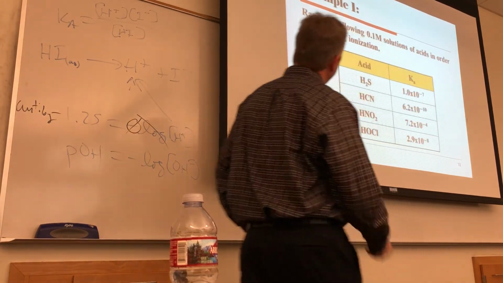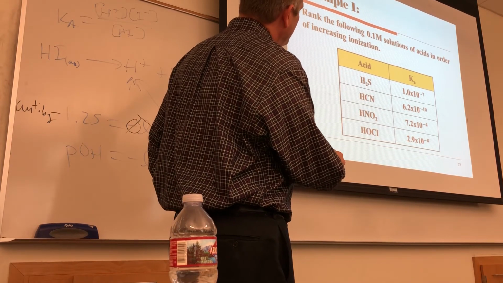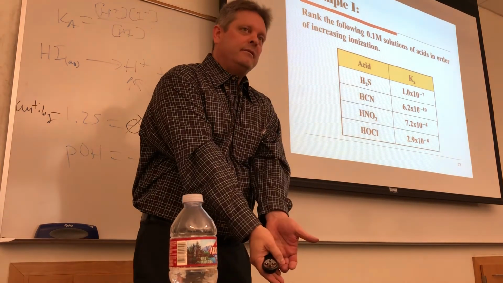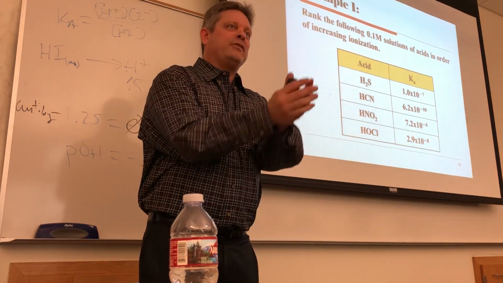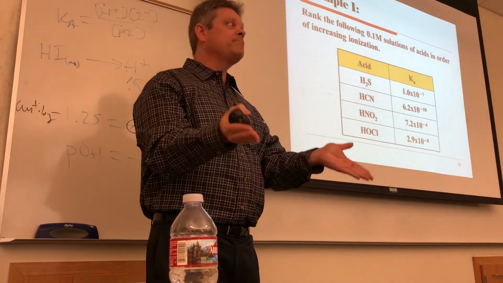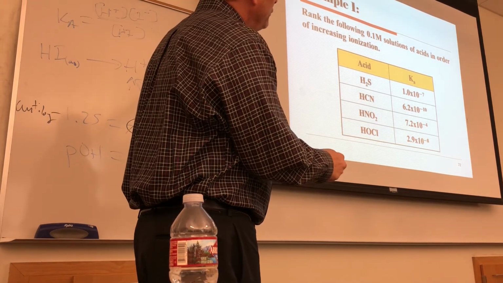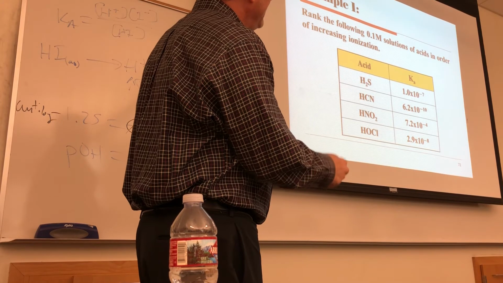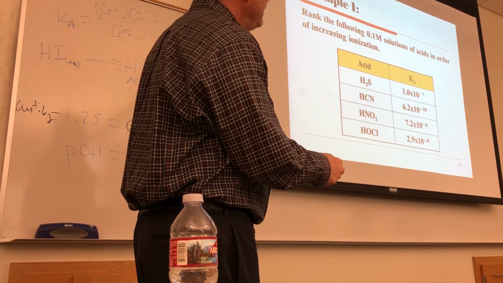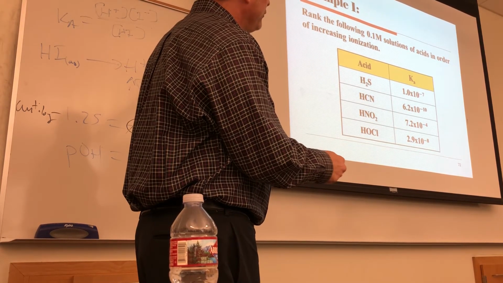Okay. So let's rank the following. These are 0.1 molar solutions, so I'm not changing the concentration. We want an order of increasing ionization, meaning dissociation. The strongest weak acid is going to dissociate more. I have the Kas here. Which one is the highest Ka? HNO2, 7.2. So this would be the lowest pKa, and therefore the strongest one.